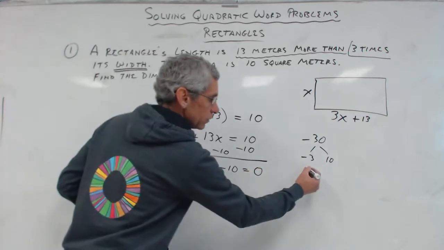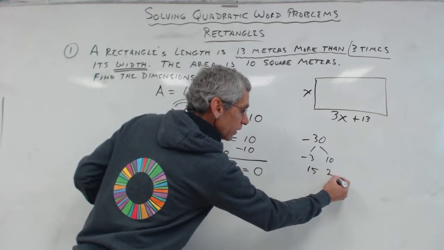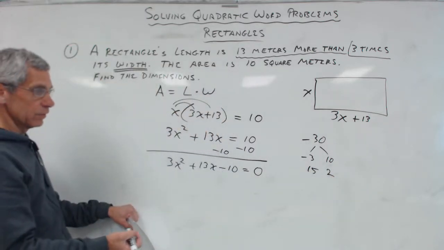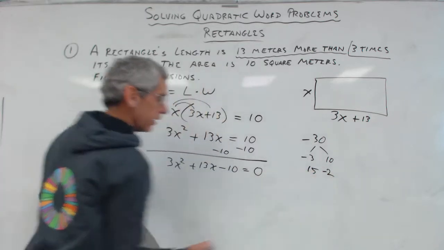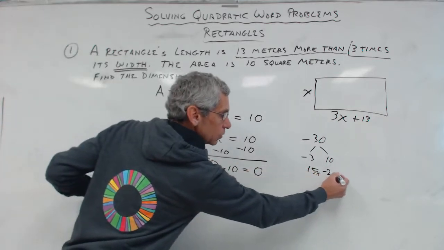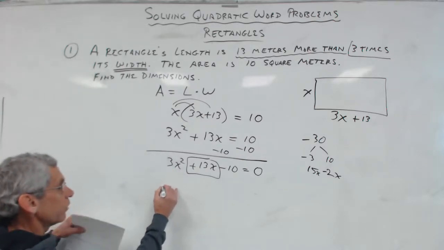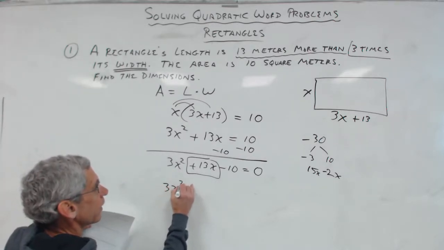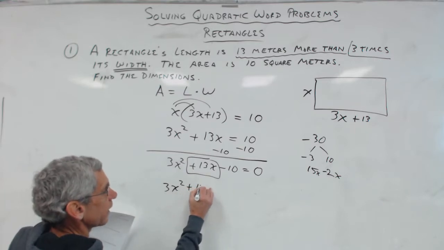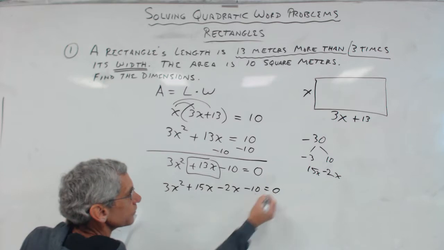Right? And if it was 15 and 2. 15 and 2. There we go. Which one's negative? Negative 2. All right, so now I'm going to replace this with 15x minus 2x. You guys remember this now? Right? Makes sense? So we've got 3x squared plus 15x minus 2x minus 10 equals 0.